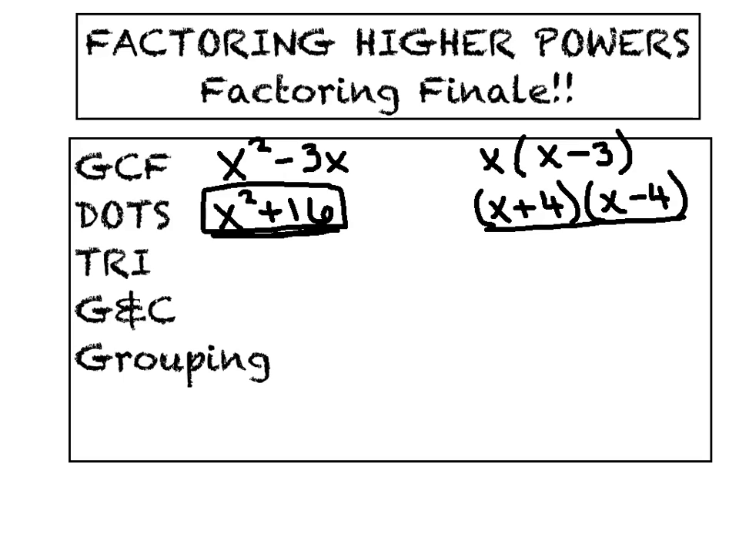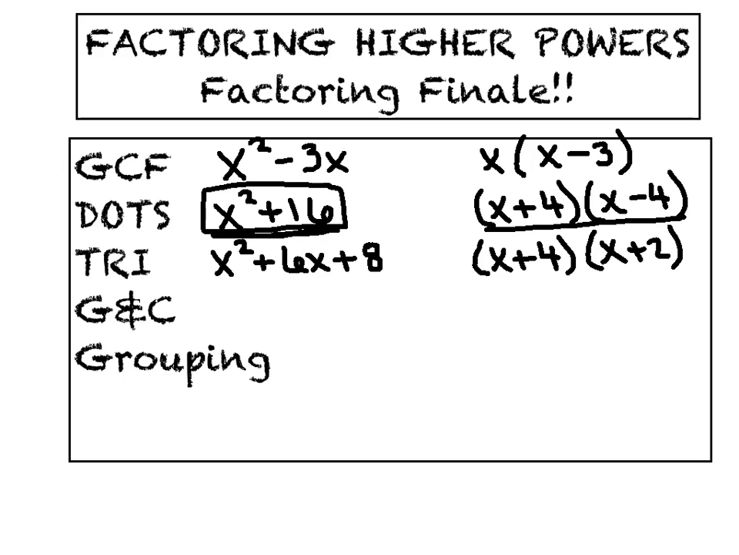We could talk about a traditional trinomial, x squared plus 6x plus 8, and we're trying to think of two numbers that add up to 6 and multiply to 8 at the same time, and I came up with x plus 4 times the quantity x plus 2.